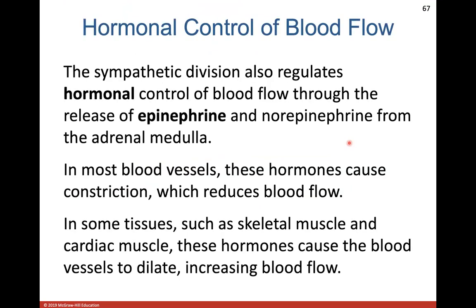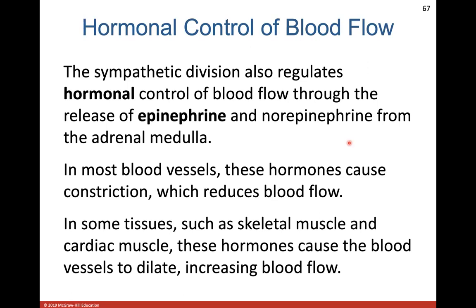Hormonal control of blood flow: the sympathetic division also regulates hormonal control of blood through the release of hormones like epinephrine and norepinephrine from the adrenal medulla of the adrenal gland. In most of your blood vessels, these hormones, epinephrine and norepinephrine, cause constriction, which reduces blood flow.